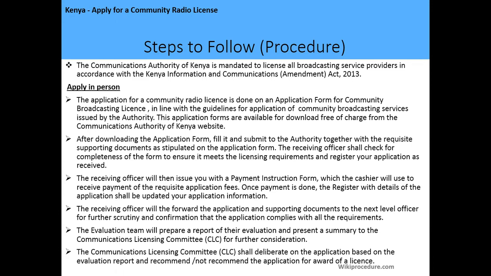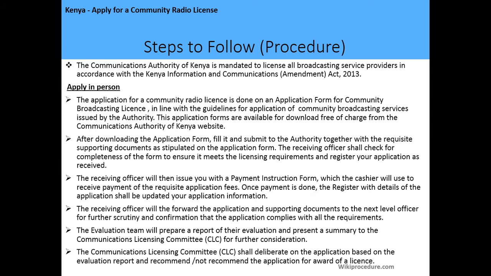So after downloading the form, fill it and submit it to the authority together with the requisite supporting documents as stipulated in the application form. You need to know that the application form outlines all the required documents which you are supposed to attach, and also a checklist is given in the application form. So you're going to see how it looks as we move on with the presentation.